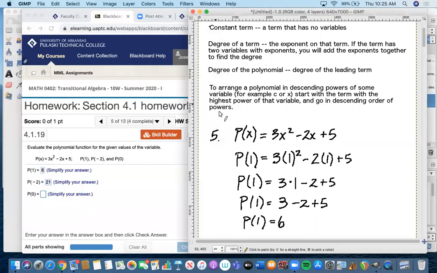Okay, so can you see it now? To arrange a polynomial in descending powers of some variable, you're going to start with the term with the highest power of that variable and then just go in descending order of powers. Notice this one we just did is in descending order. It starts with an x squared, then an x to the first, and then there's no x. So you just basically go from highest power to lowest power.